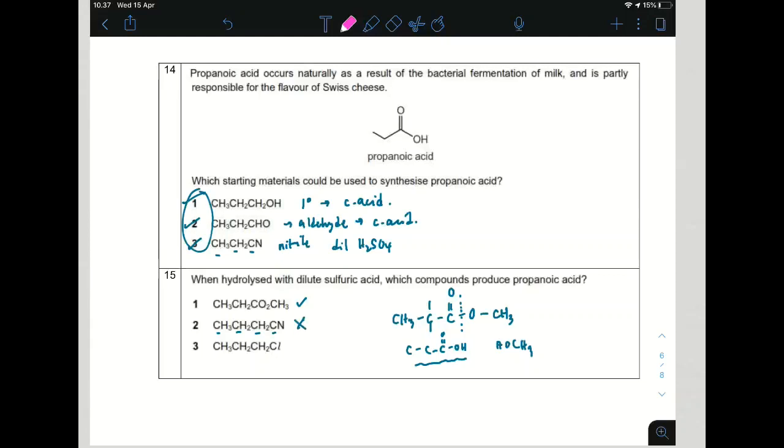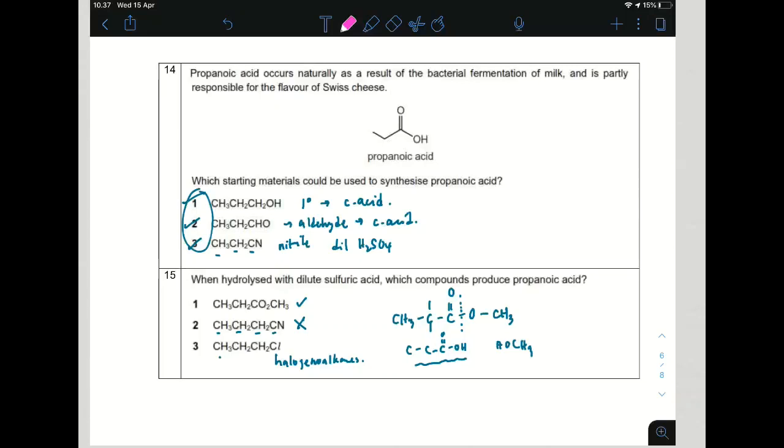So the third one, if you have this halogenoalkane, when you react it with the dilute sulfuric acid, will it actually give you propanoic acid? No. Halogenoalkanes do not react with the dilute sulfuric acid. When they react with the acid, what's going to happen?